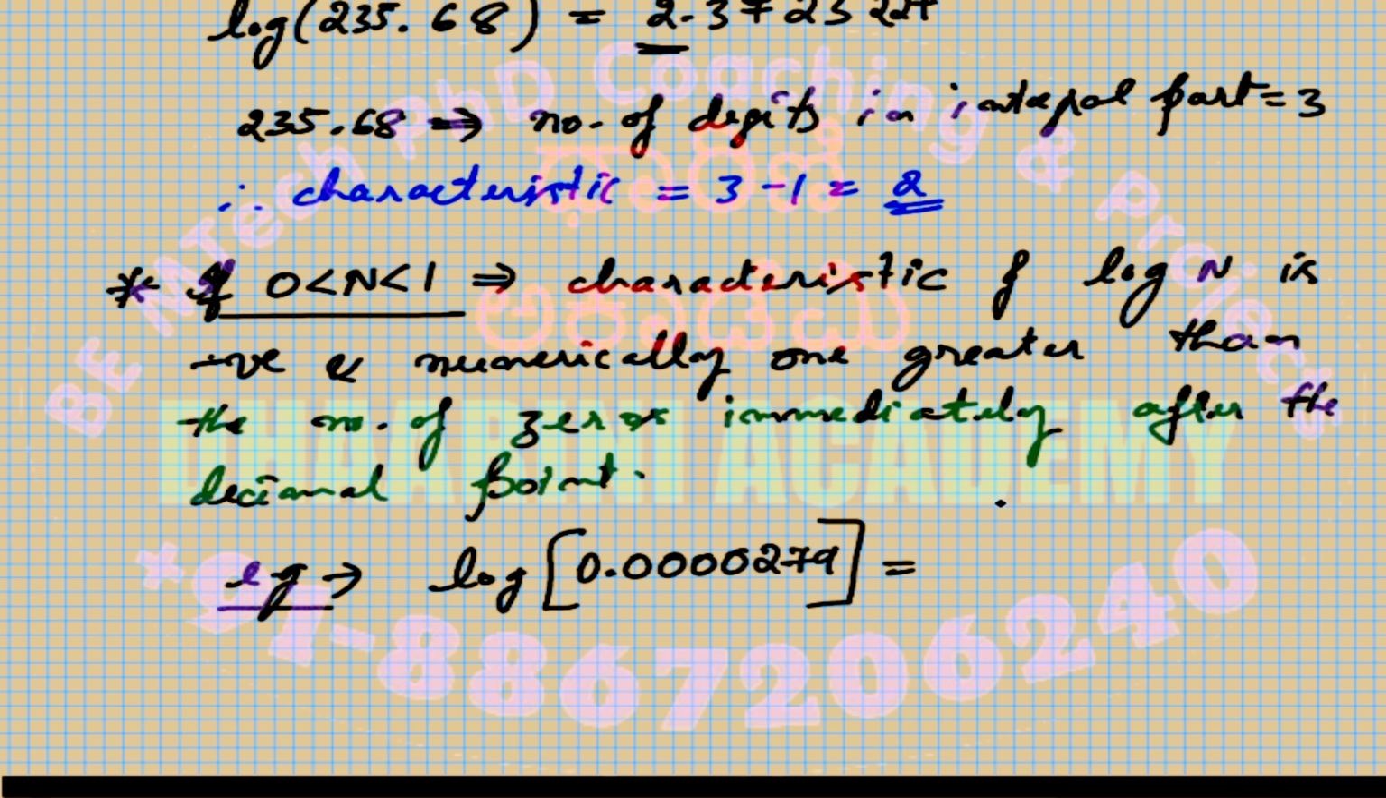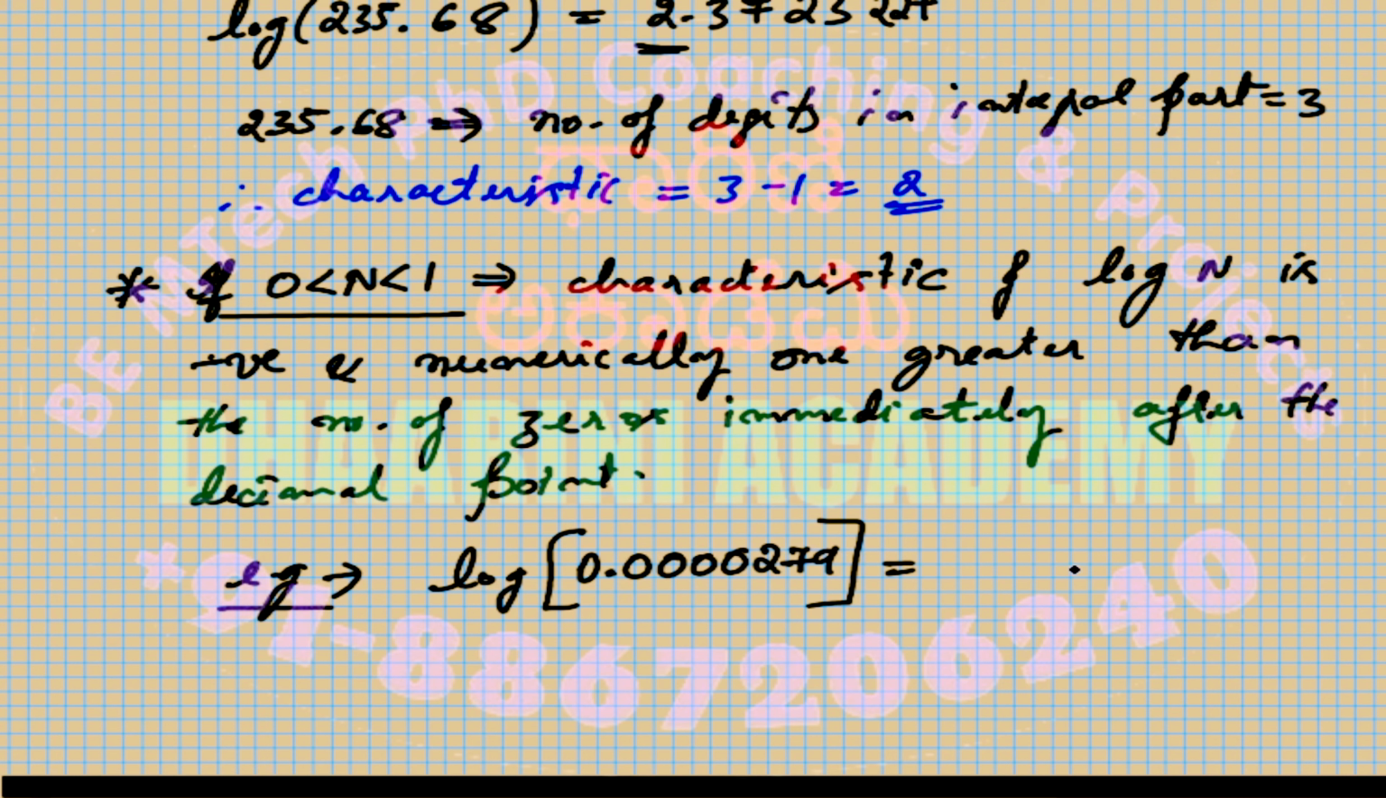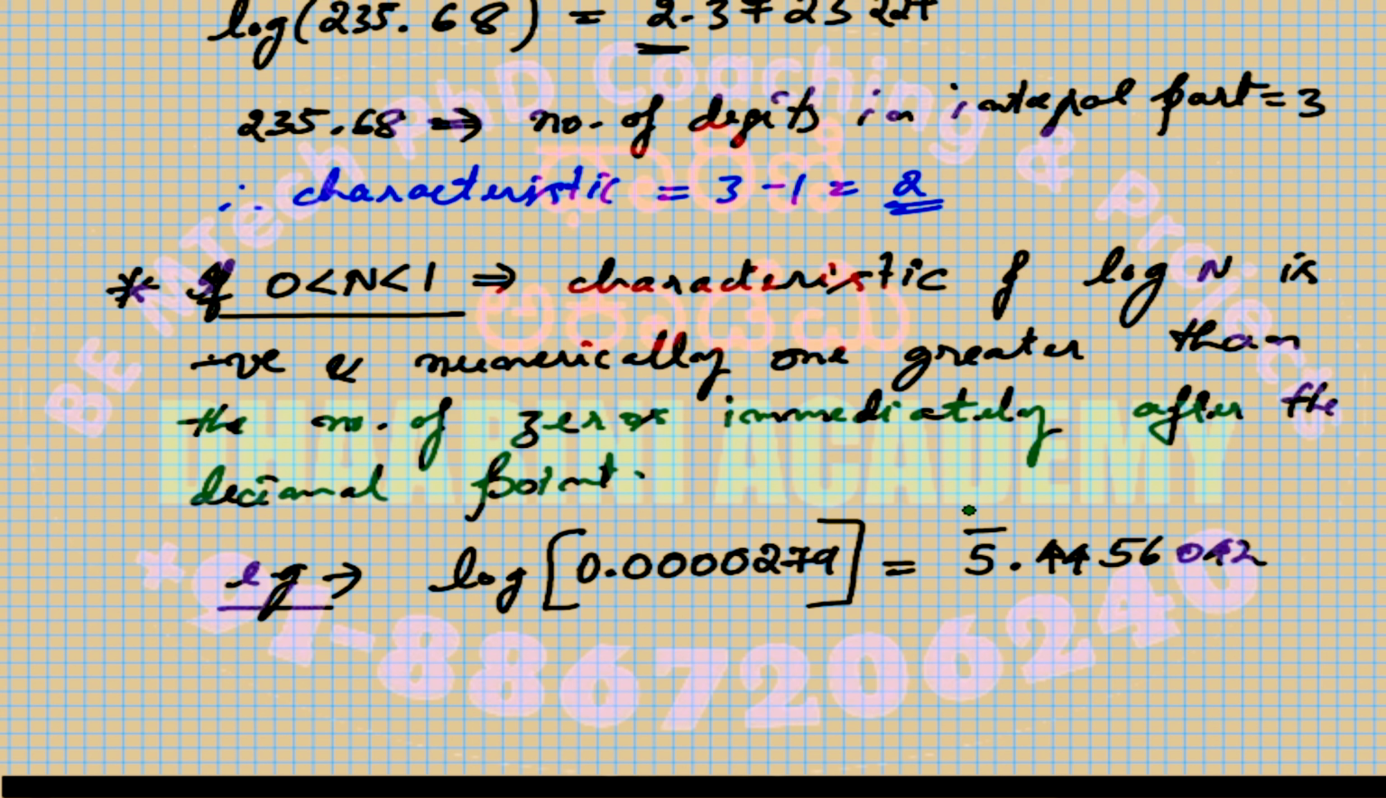So when I convert this in the normal procedure, you take its log, you get an answer. If you have a negative part after the decimal point, you convert it into positive. After that, you write this in the required format. What is that required format? The required format is the characteristic and mantissa. When I write it that way, I'm going to get this answer directly. That is 5 bar, indicating negative 5 point 4456042.